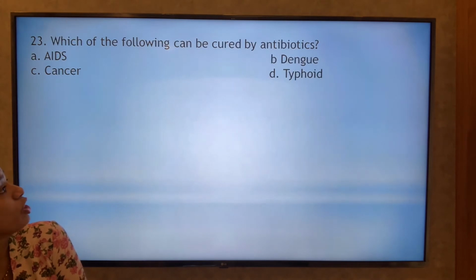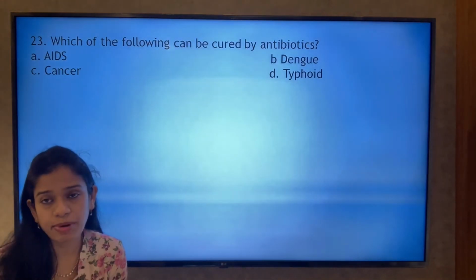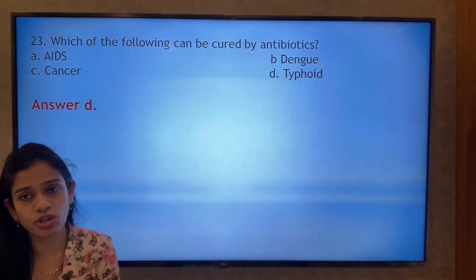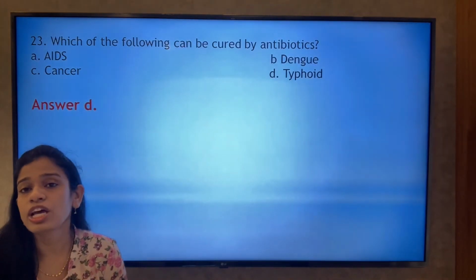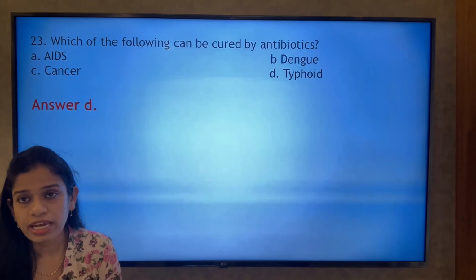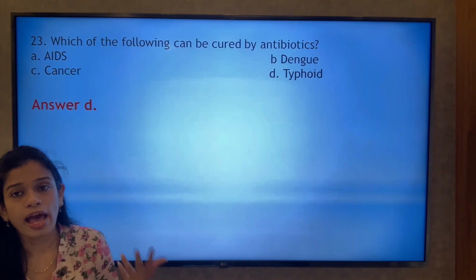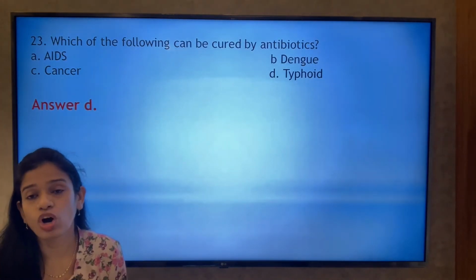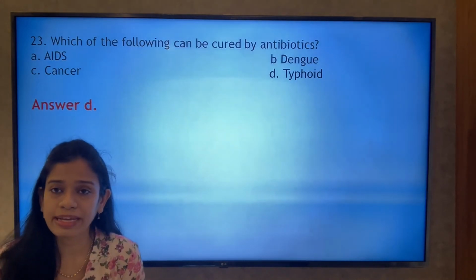Which of the following can be cured by antibiotics? Is it AIDS, dengue, cancer or typhoid? So it is option D, typhoid can be cured, because AIDS and cancer are not cured by any antibiotic. We hardly have any special medicine for AIDS and cancer. And dengue is a viral disease caused by a mosquito. It is transferred from one person to another by a carrier.